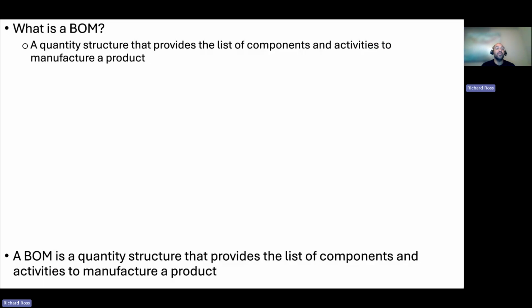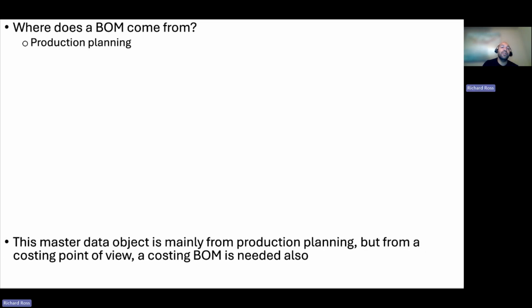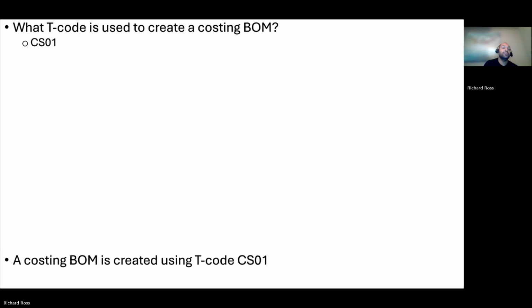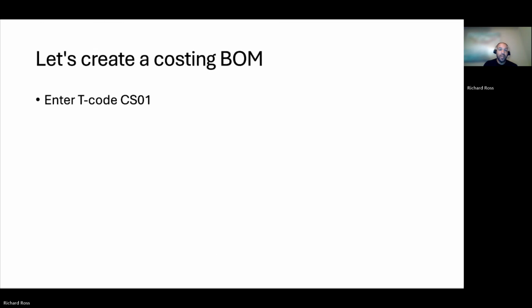Bill of materials. What is a bill of materials? A quantity structure that provides the list of components and activities to manufacture a product. What does a BOM come from? Production planning. What does costing rely on? A costing BOM. What T code is used to create a costing BOM? CS01. Let's create a costing BOM.